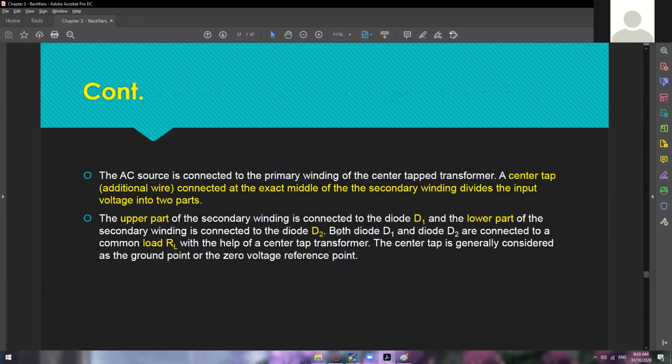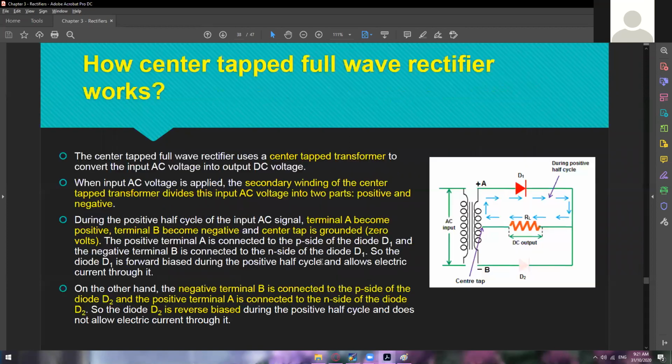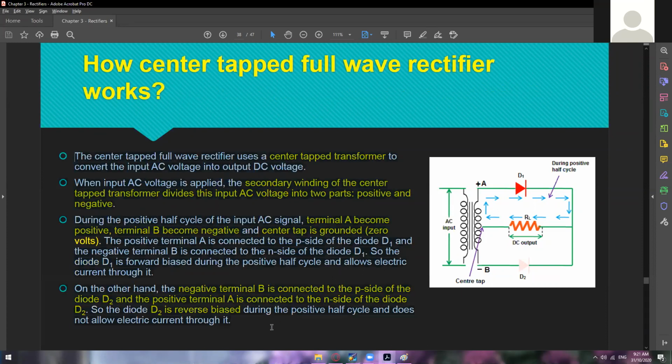Right, so moving on. Both diodes D1 and D2 are connected to a common load RL with the help of the center tap transformer. The center tap is generally considered as the ground point, the zero voltage reference point. So our RL is considered as the ground point. So positive to ground and then negative to ground. So here is how the center tap full wave rectifier works. Let me just make it real quick. So this one is as a complete info.